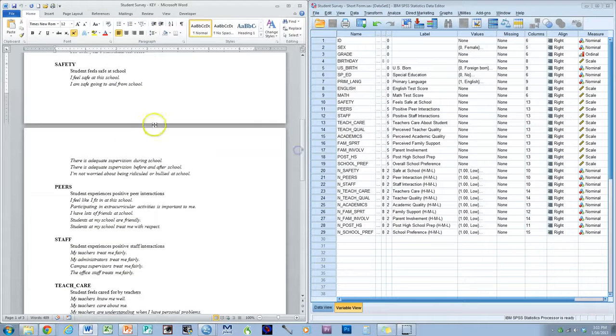So these are composite scores. So basically it was a survey with, say, in this case, 5 items, and then the value you see here is a composite score. It's a standardized composite score showing you how they compare to the other kids on that variable. So this first variable is safety. I feel safe at this school. I am safe to and from school. There is adequate supervision during school. There is adequate supervision before and after school. I am not worried about being ridiculed or bullied at school.